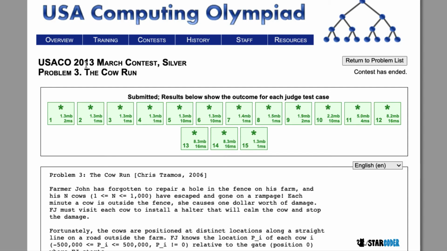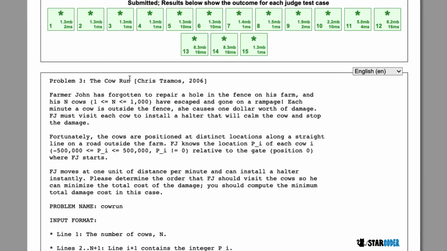Today we're going to be looking at the 2013 March Silver question, the cow run. In this question, Farmer John forgot to repair a hole in his fence, so his N cows have basically left the farm and are going to be causing $1 worth of damage for every minute they're outside the fence.